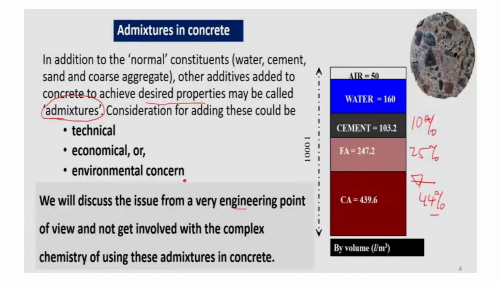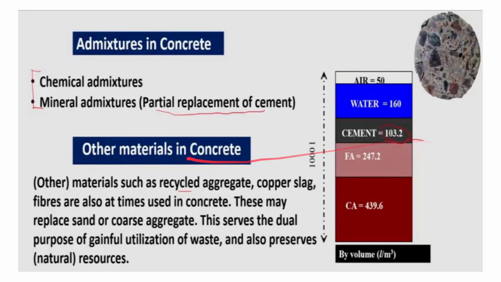We will discuss admixtures from an engineering point of view, and we will stick to the basics only. We will not go into chemistry because it is beyond the scope of this course. Admixtures, as we just studied, are basically chemical and mineral admixtures. Chemical admixtures, as we all know, mainly reduce the water content, and mineral admixtures are mainly associated with partial replacement of cement.